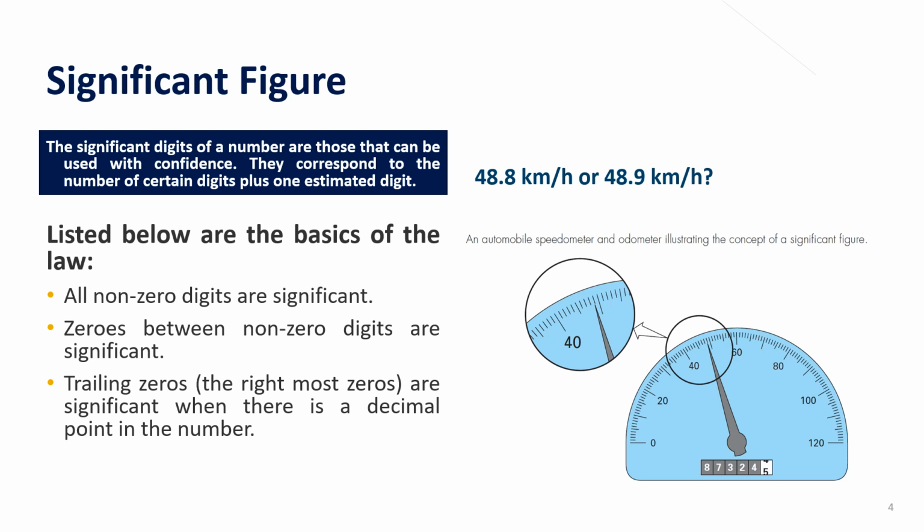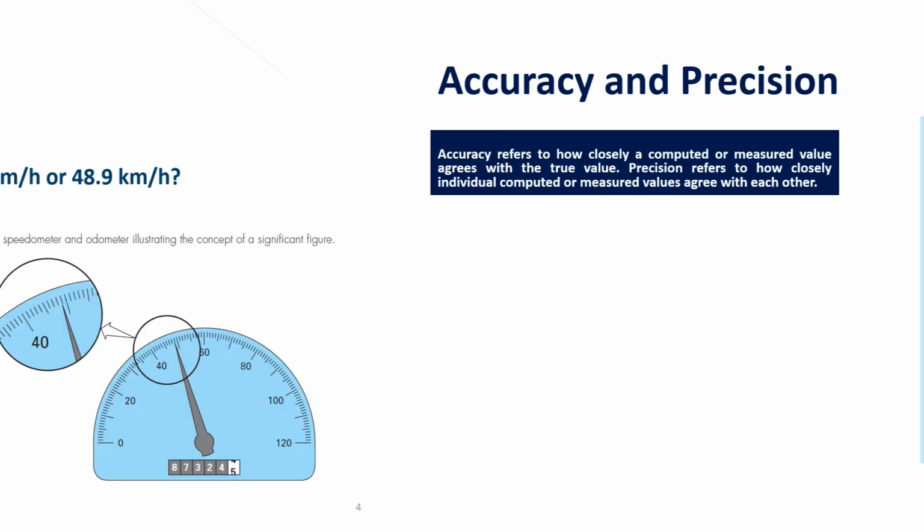First of all, non-zero digits normally are significant figures. Zeros between non-zero digits are significant. Trailing zeros are the zeros at the most right. They are significant when there is a decimal point in the number just after those trailing zeros.